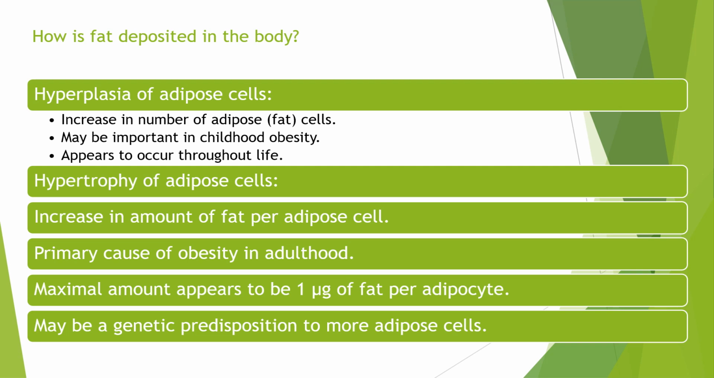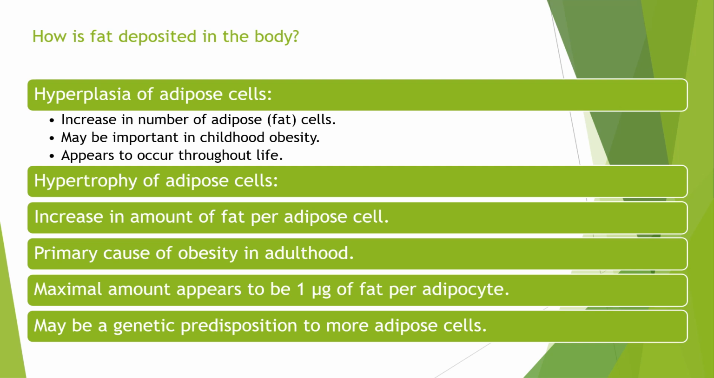Now, if we talk about hypertrophy of adipose cells, there's an increase in the amount of fat per adipose cell. So hypertrophy refers to the enlargement of the existing fat cells as they store more fat. In adulthood, obesity is primarily due to hypertrophy, where fat cells expand to store more fat. The maximum amount of fat that can be stored in an adipocyte is approximately 1 microgram per cell. There may be a genetic predisposition that leads to having a higher number of adipose cells, which can influence an individual's propensity to gain weight and store fat.